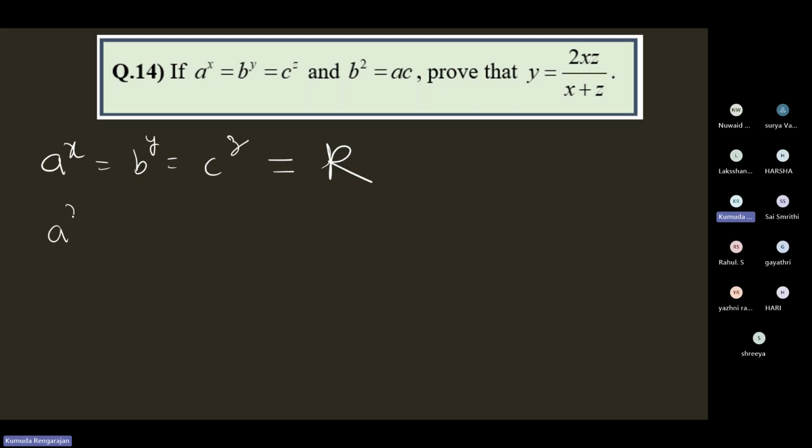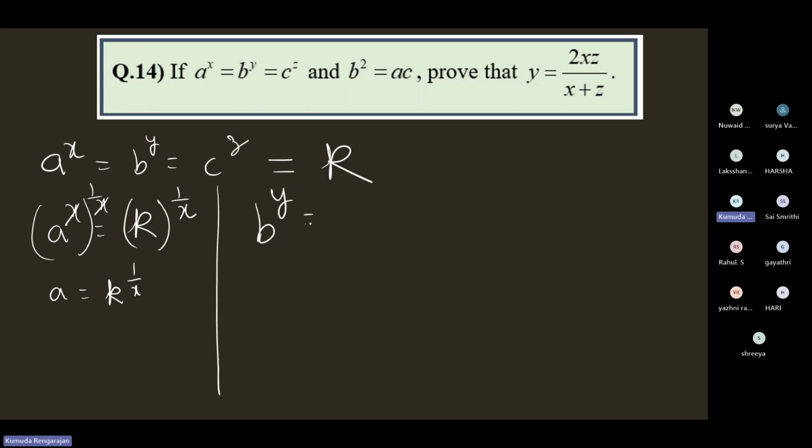So now we have a to the power x is equal to k. Raise both the sides to the power 1 by x. So we have a is equal to k to the power 1 by x. Similarly, b to the power y is equal to k. Raise both the sides to the power 1 by y. Y gets cancelled and we have b is equal to k to the power 1 by y.